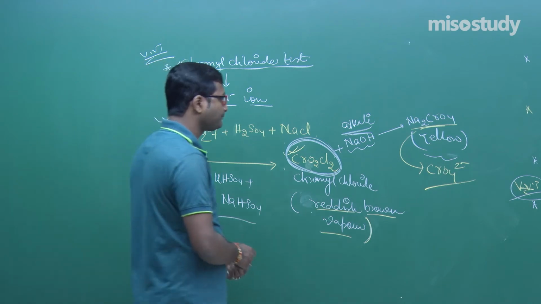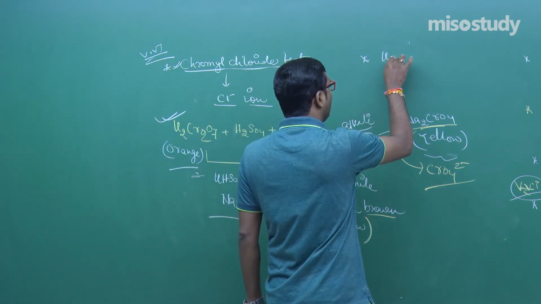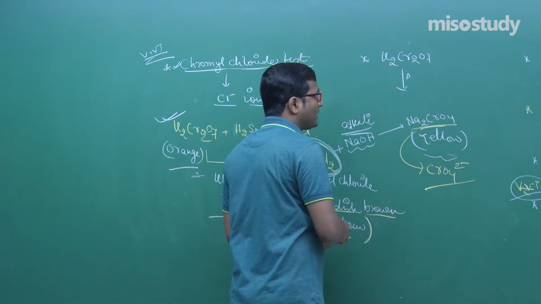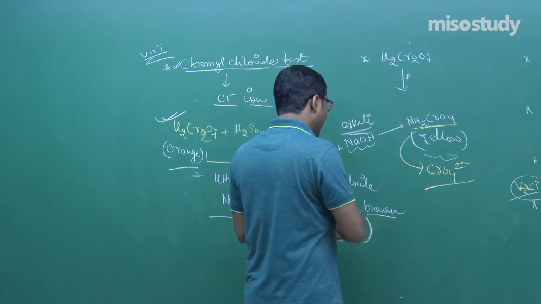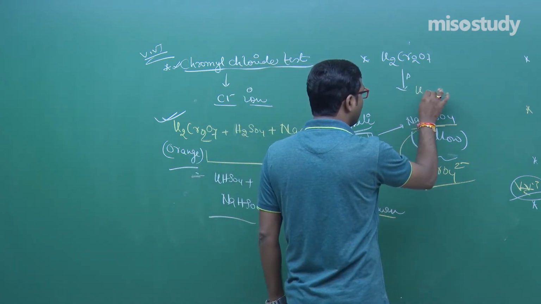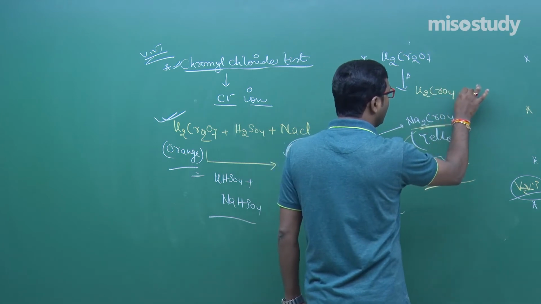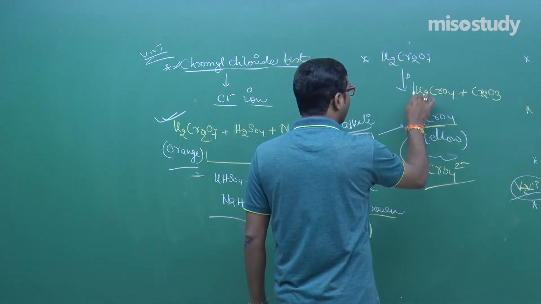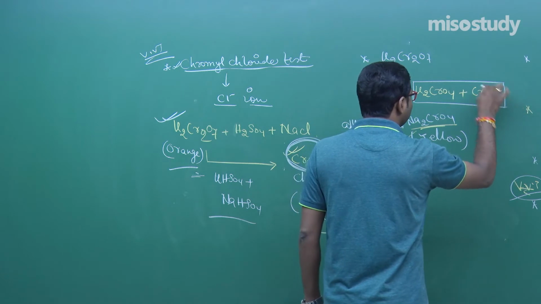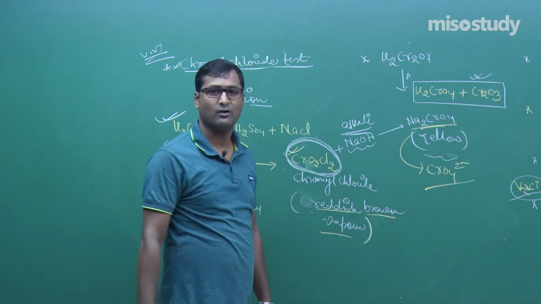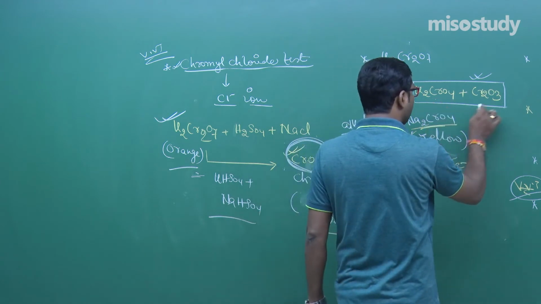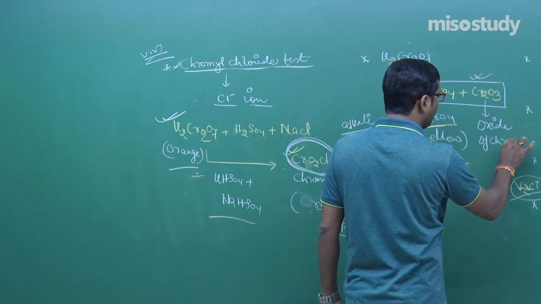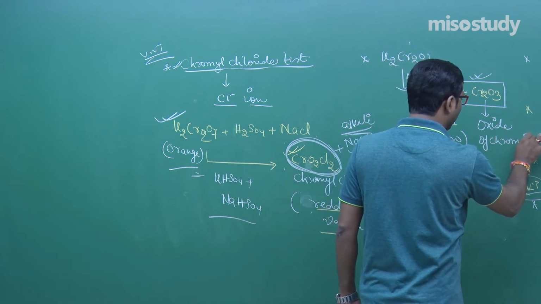Now the next one is, what will happen when the decomposition of K2Cr2O7 takes place? When we provide heat, then what will happen in this case? When we provide heat, K2Cr2O7 is converted to K2CrO4 plus Cr2O3 gas. These are the two important components. First K2CrO4 and Cr2O3, the oxide of chromium. This is potassium chromate, and this one is, my friend, the oxide of chromium. Am I right? Yes sir.